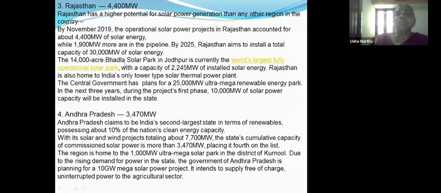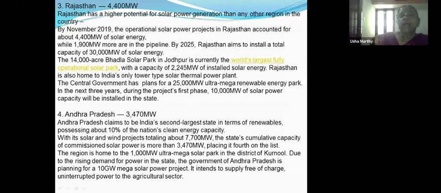And they have the Bhadla solar park in Jodhpur, which is currently the world's largest fully operational solar park with a capacity of 2,245 megawatts of installed solar energy. And Rajasthan is also home to India's only tower type solar thermal power plant. The central government has plans for about 25,000 megawatts of ultra mega renewable energy in the next 3 years. During the first phase, about 10,000 megawatts of solar power is quickly to be installed in the state.